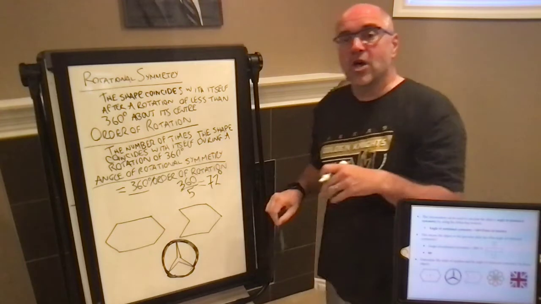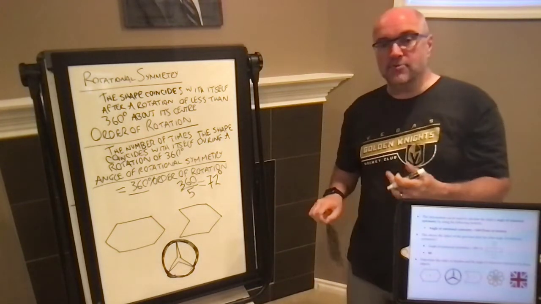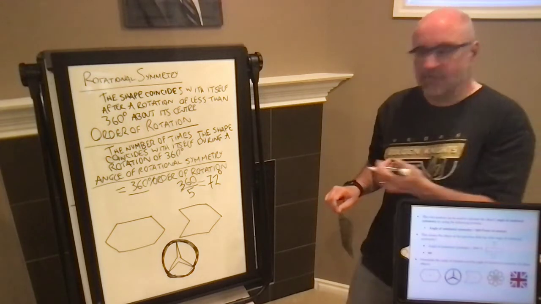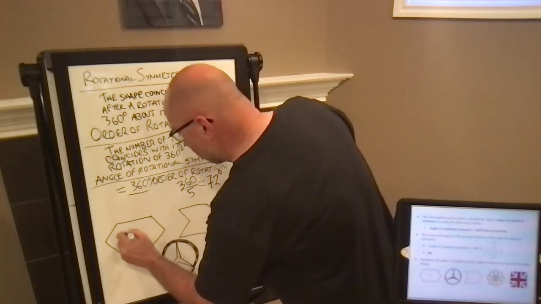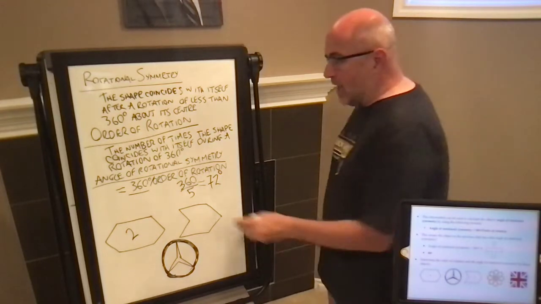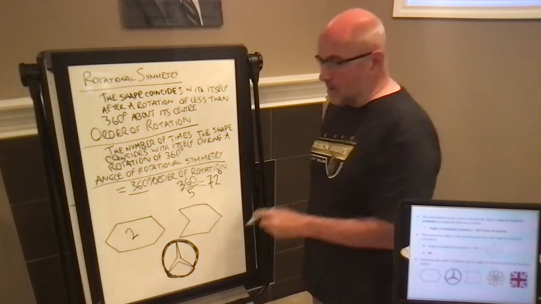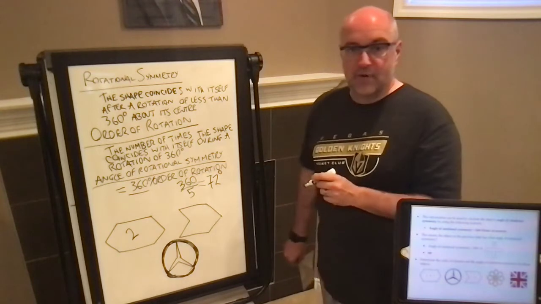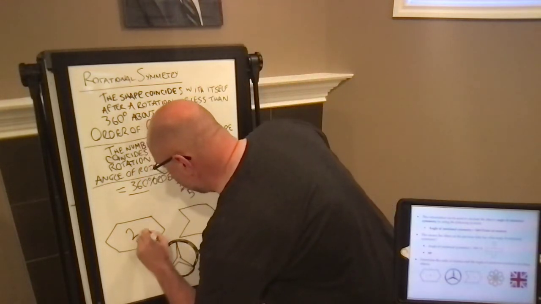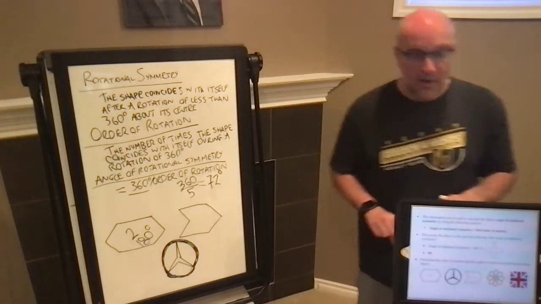So we know that this hexagon has 2 times where the object looks the same or coincides with itself. So we would say that it has an order of rotation of 2. Now to calculate its angle of rotational symmetry, I'm going to take that number and divide it into 360, which means that my angle of rotational symmetry for that object is going to be 180 degrees. So that's the first one.